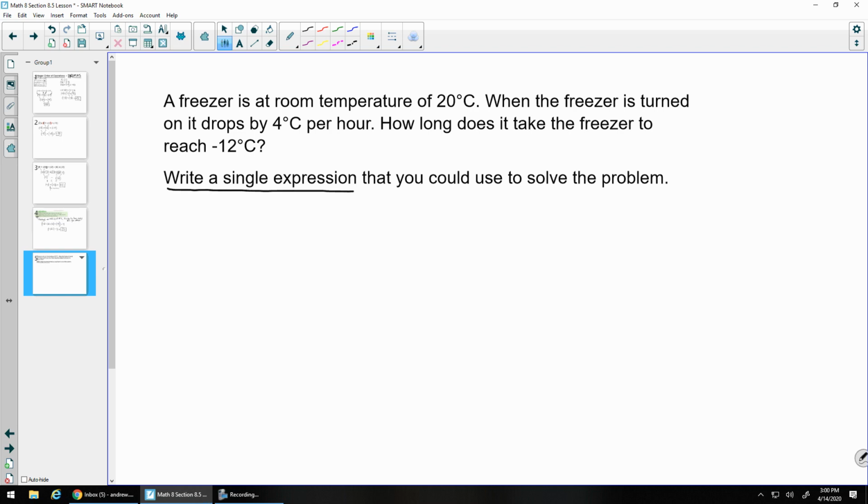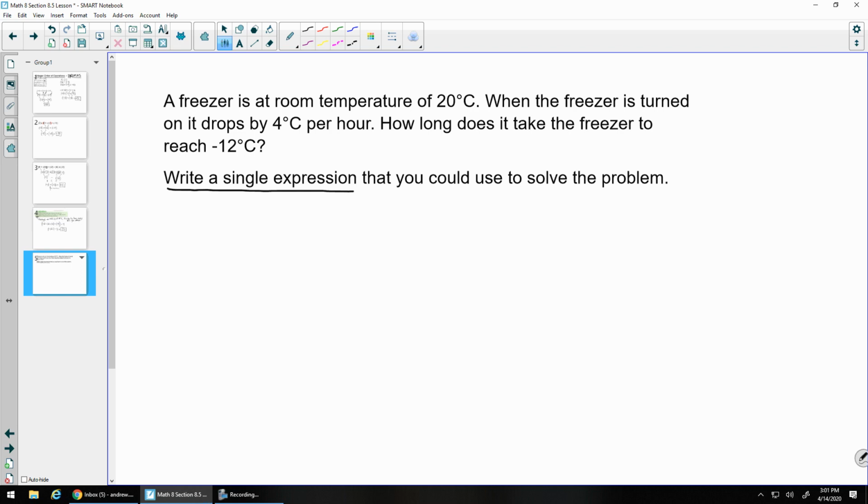Because lots of you could probably figure this out in steps, I'm actually just going to say, just pause it right now, see if you can figure out how many hours it would take by yourself, in whatever method you have, for the freezer to go from 20 degrees Celsius to negative 12 degrees Celsius when it's dropping by 4 degrees Celsius per hour. See if you can solve that. But then we're going to look at how we can write an expression for it. Okay, you're back because you paused it. Yay. So we're going to write our single expression.